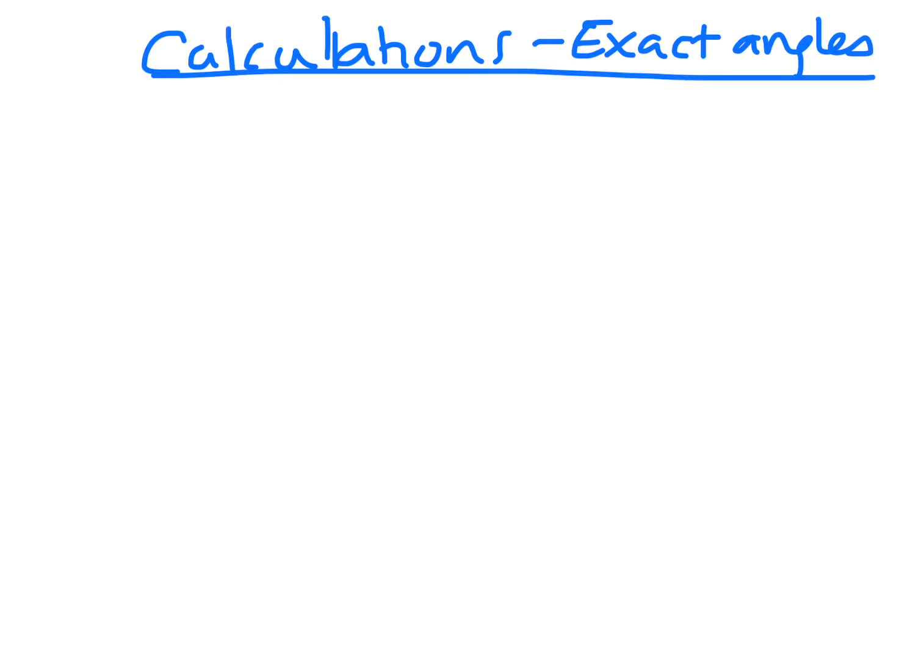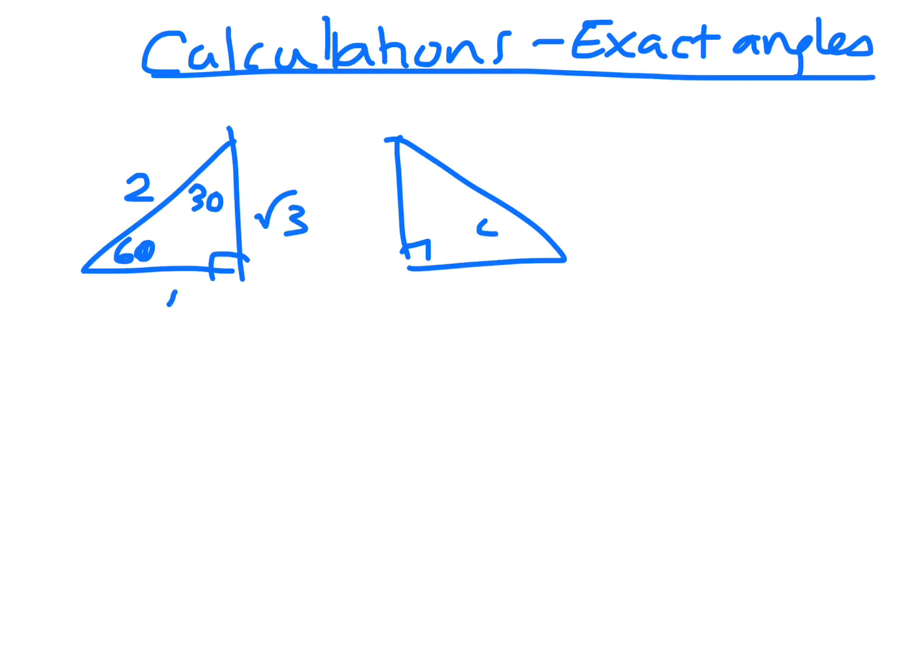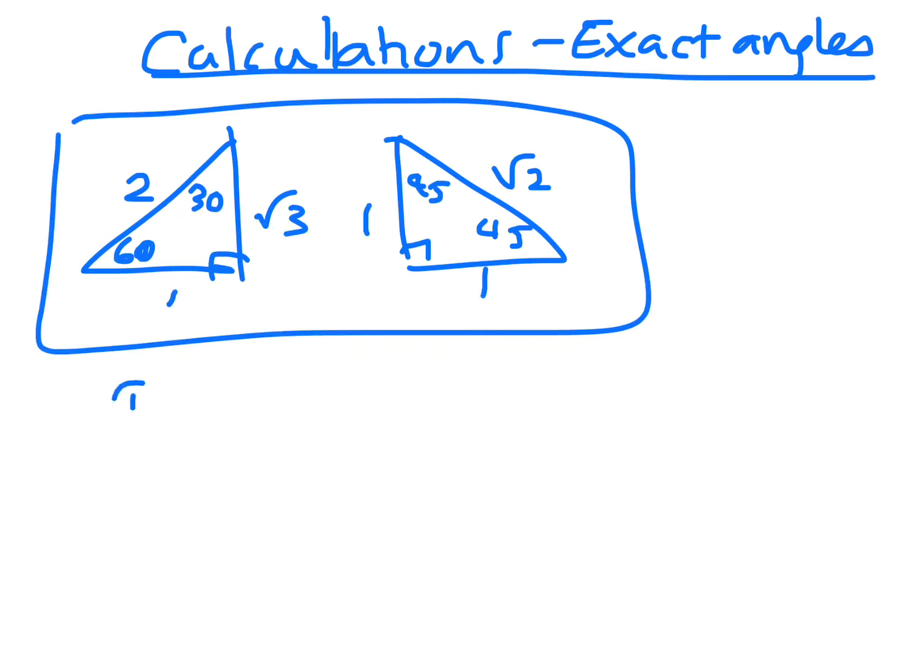Just going to do some calculations with exact angles. First of all, we just need to look at our 60-30 triangle. So we're going to go 60, 30. That would be root 3, 1 and 2. And then our 45 triangle, which is 45, 45, 1, 1, root 2. Okay, so we're going to apply this to angles of any magnitude.